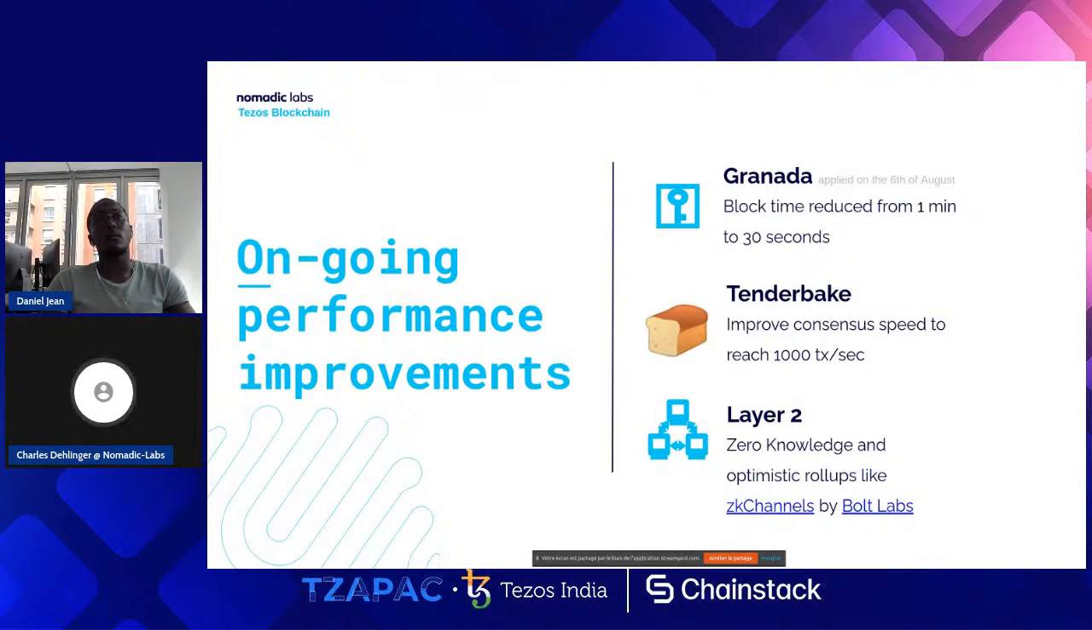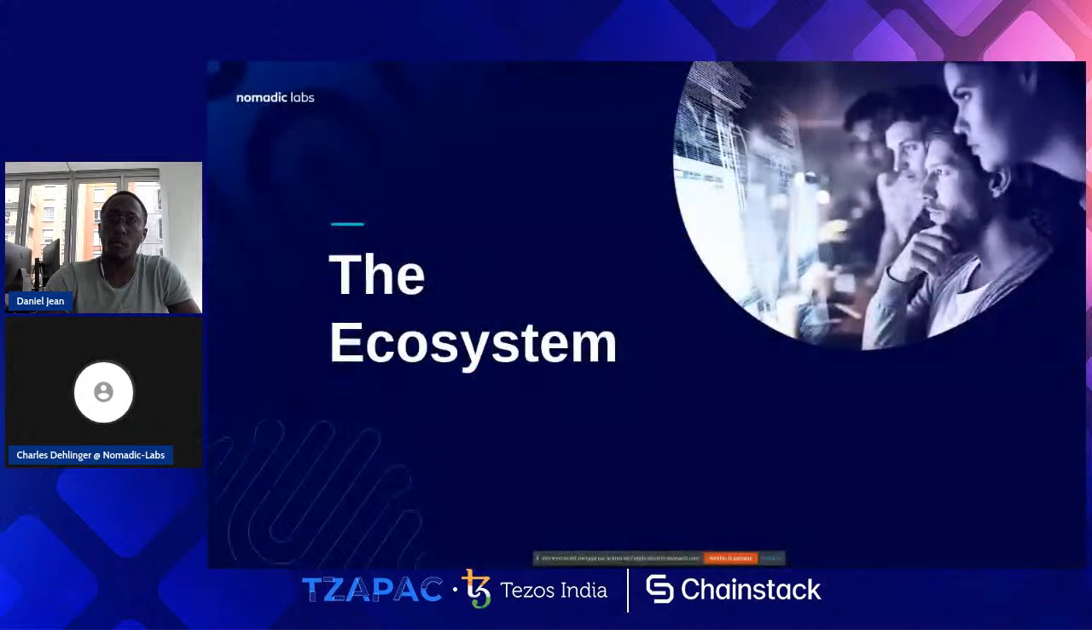Tenderbake is the next update of the protocol we are currently working on, and it will improve the consensus speed to 1,000 transactions per second. And another project we are working on is a layer 2, like the ZK channels of Bolt Labs, which will permit layer 2 on Tezos.